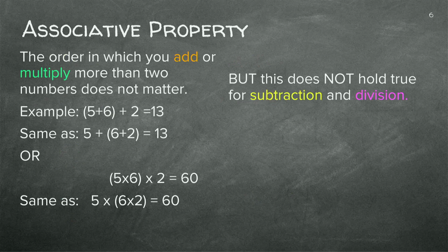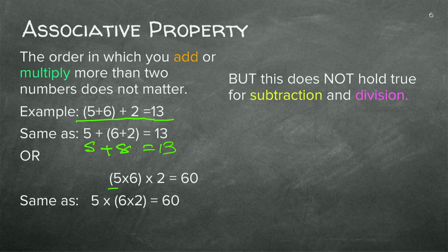The next property is associative property. So what this property is saying, like you read there on the screen, the order in which you add or multiply more than 2 numbers does not matter. So this is saying that if you, for example, 5 plus 6 plus 2 is 13. So 5 plus 6 is 11 plus 2 is 13. But if you, for example, put the brackets around the 6 plus 2, you get 5 plus 8, and that's also equals to 13.